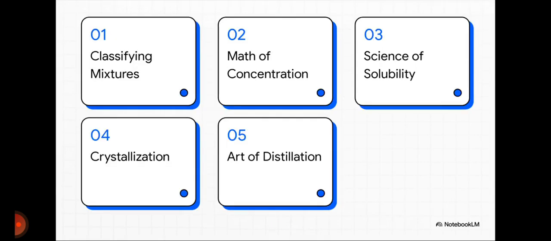Okay, so here's our roadmap for today's explainer. We'll start with homogeneous versus heterogeneous mixtures. Then we'll hit the math of concentration, followed by the science of solubility. After that, we'll look at separation by crystallization, and finally, we'll wrap up with the art of distillation.